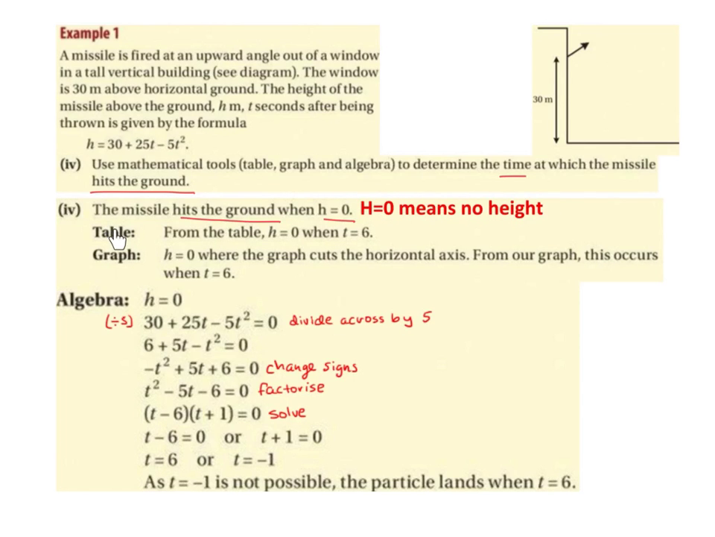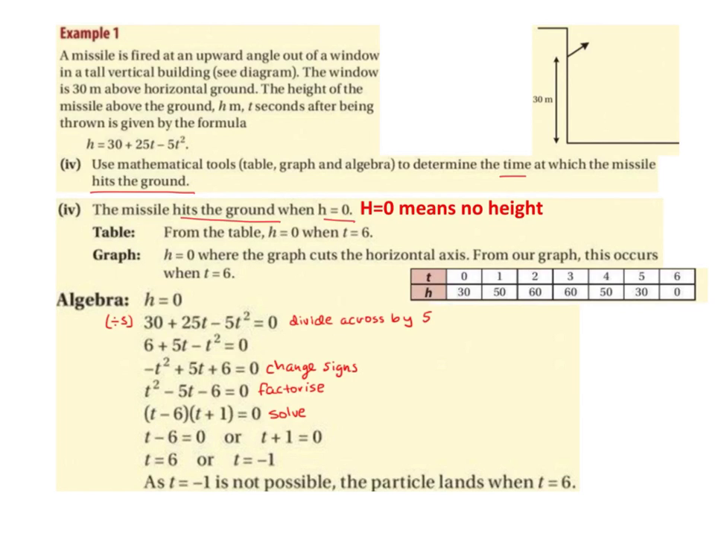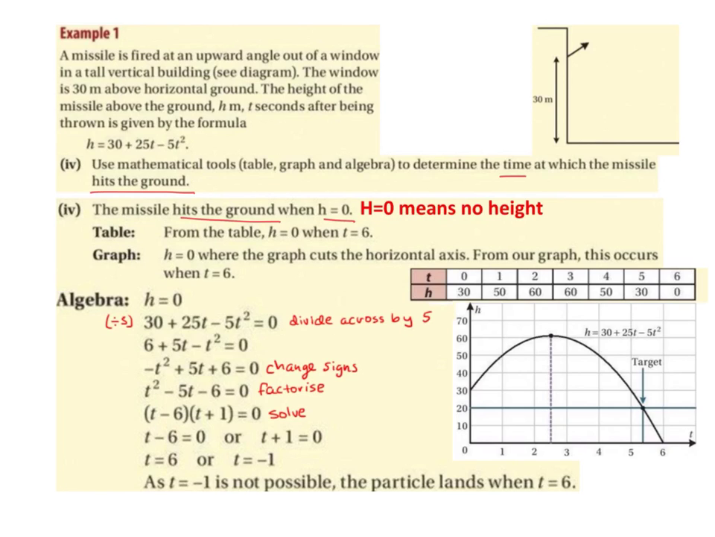So from the table, we can see that h is equal to 0 when t is equal to 6. So h is equal to 0 when t is equal to 6. From the graph, h is equal to 0 where the graph cuts the horizontal axis. So from our graph, this occurs when t is equal to 6. So we can clearly see that this is where our graph cuts the horizontal axis. So this occurs at t equals 6.